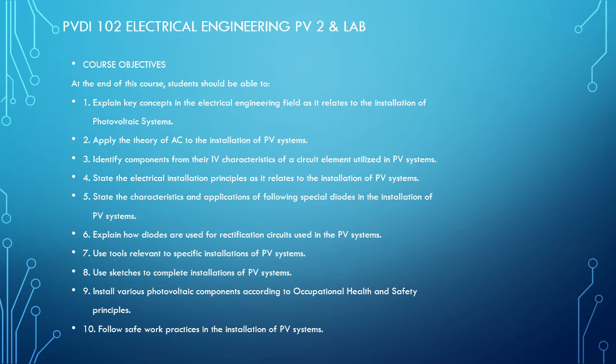5. State the characteristics and applications of the following special diodes in the installation of PV systems. And these special diodes will be listed, sorry, they're not listed here, they'll be listed in the course detailed syllabus. 6. Explain how diodes are used for rectification circuits in the PV system. 7. Use tools relevant to specific installation of PV systems.